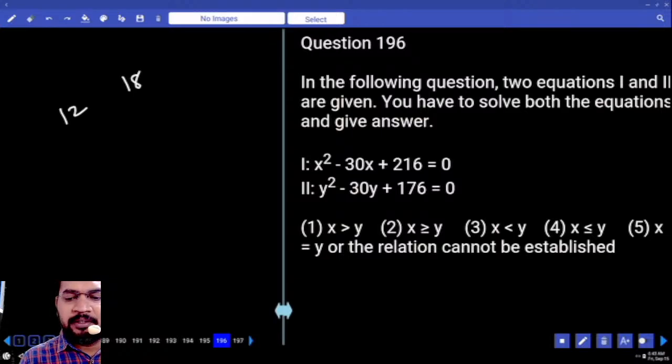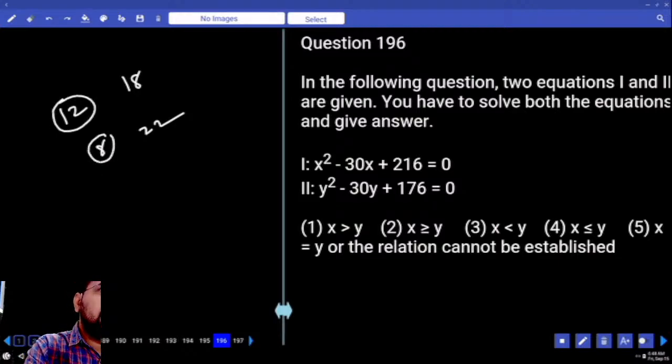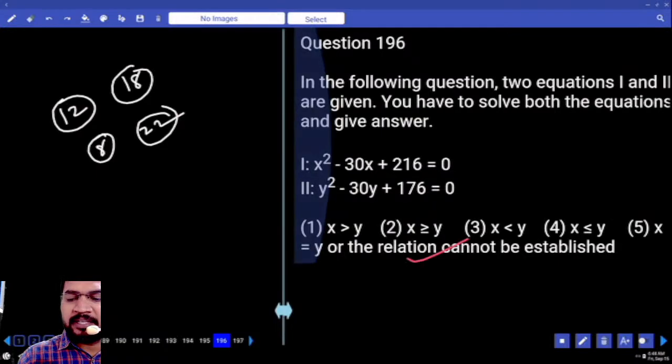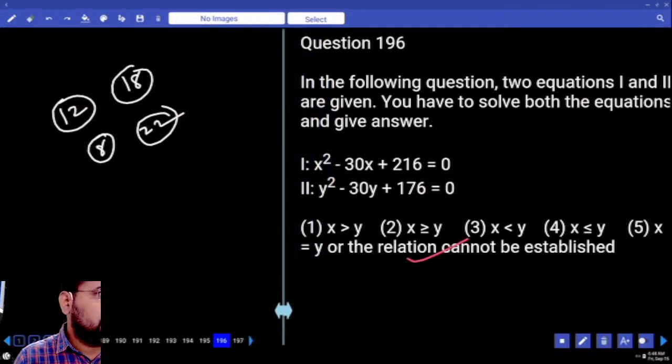Next one, 176. What are the possibilities? 8, 22. Product is 176. Sum is 30. Are you clear or not? So minus, it comes outside, plus. So 12 is more than 8, but 22 is more than 18. One time x is greater, one time y is greater. Answer, no relation.